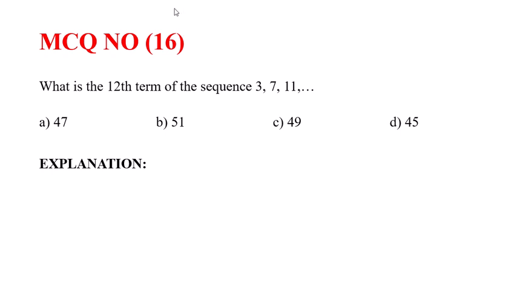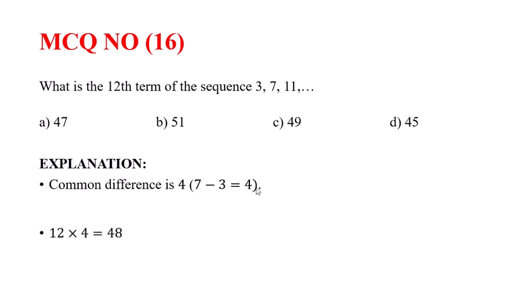Explanation. The common difference is 4, because 7 minus 3 is equal to 4. So this 4 is multiplied by 12. Why do we multiply by 12? Because we are finding the 12th term.